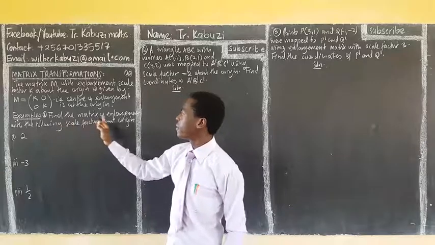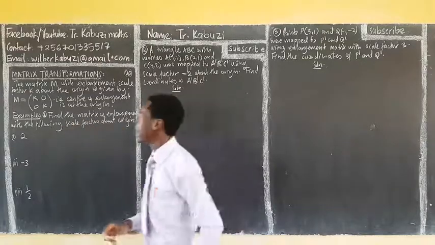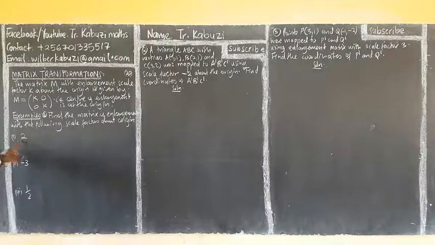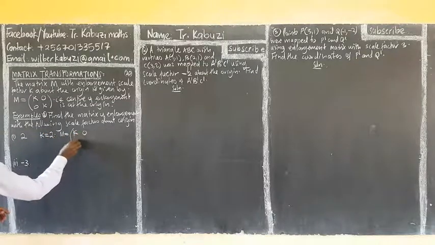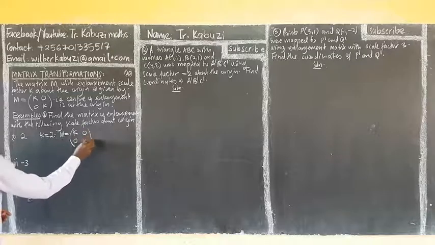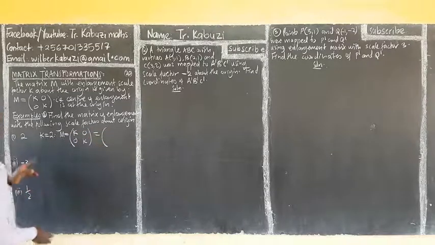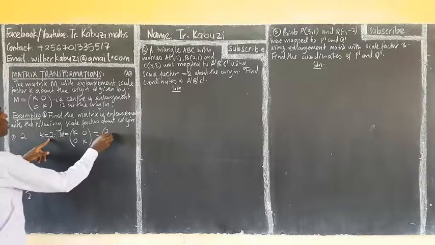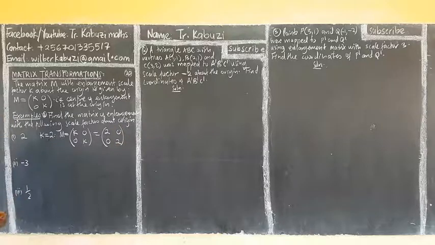Find the matrix of enlargement with the following scale factors about the origin. The first scale factor is 2, meaning my K is 2. Remember, my matrix is always K, 0, 0, K. So here my matrix of enlargement is 2, 0, 0, 2. So this is the matrix of enlargement.